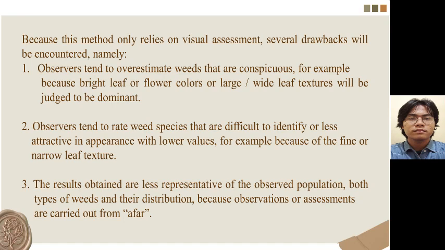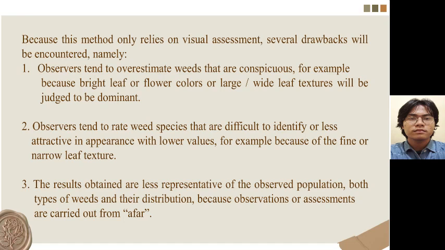Because this method only relies on visual assessment, several drawbacks will be encountered, namely 1. Observers tend to overestimate species which are conspicuous. For example, because of bright leaf or flower colors or white leaf texture, they will be judged to be dominant. 2. Observers tend to rate species that are difficult to identify or less attractive in appearance with lower values.